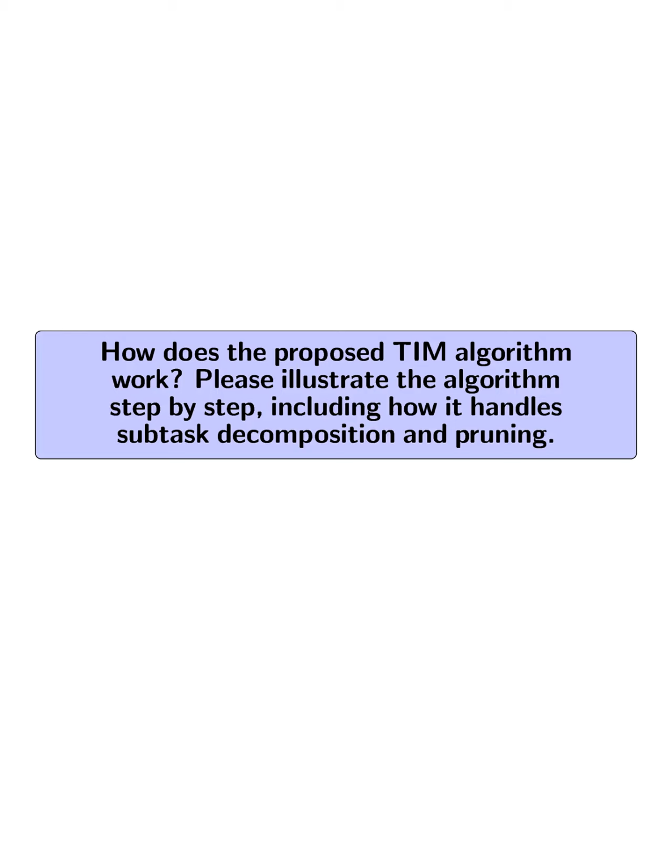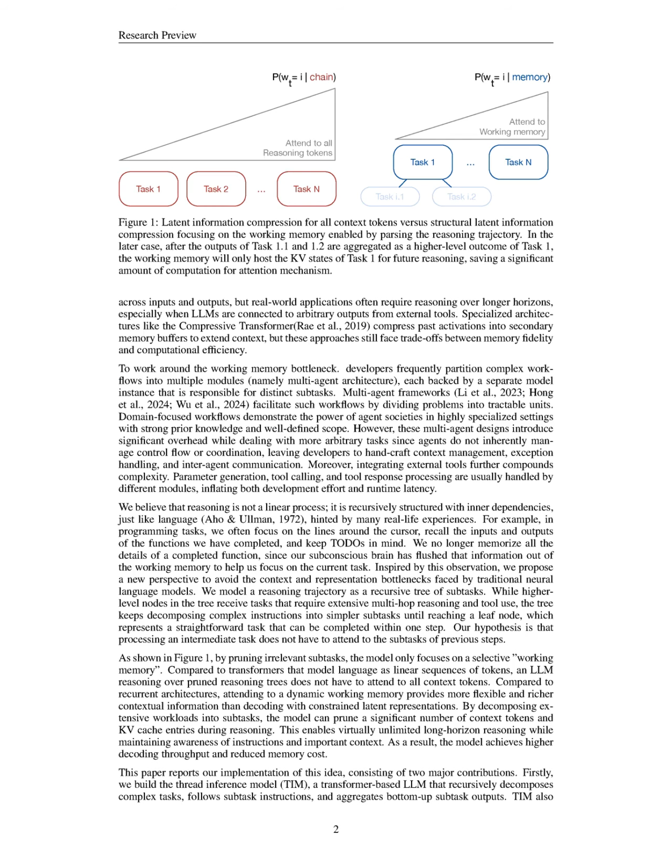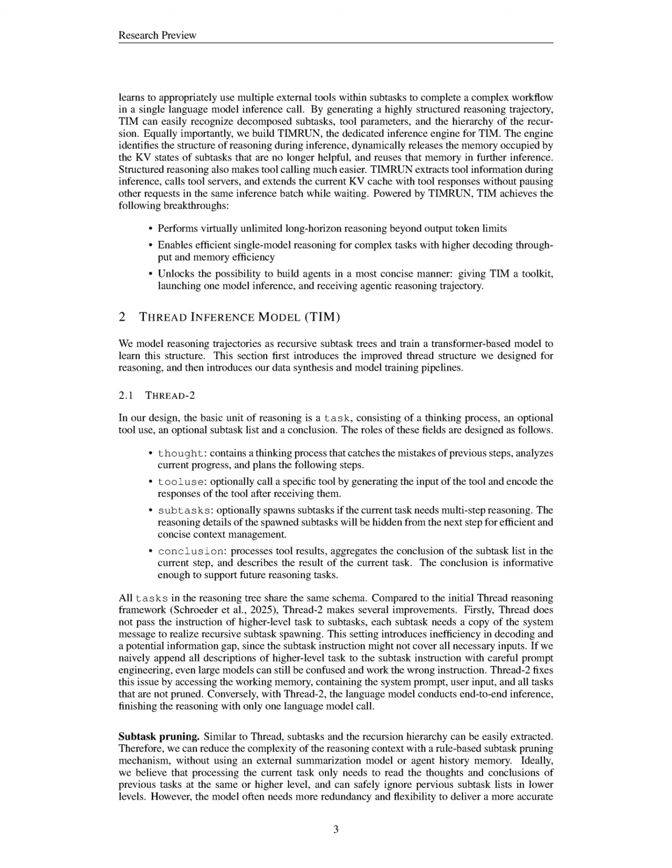How does the proposed TIM algorithm work? Please illustrate the algorithm step by step, including how it handles subtask decomposition and pruning. The TIM algorithm operates by modeling reasoning trajectories as recursive subtask trees, where each task is broken down into simpler subtasks until reaching a leaf node that can be completed in one step. The process begins with a task that includes a thought process, optional tool use, a list of subtasks, and a conclusion. As the algorithm progresses, it spawns subtasks if multi-step reasoning is required, while the details of these subtasks are hidden from subsequent steps to maintain efficient context management.